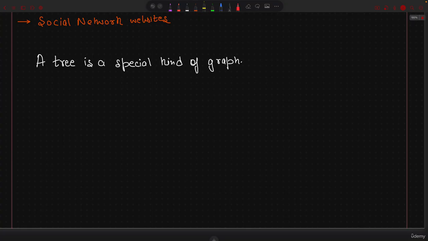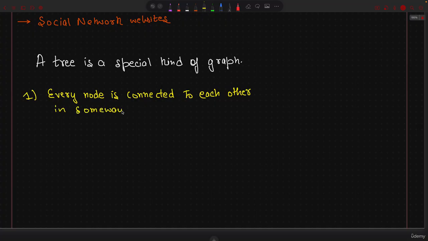First one, every node is connected to each other in some way. So there cannot be an isolated node. No isolated node is possible. Great. We can draw a tree and see that as well.